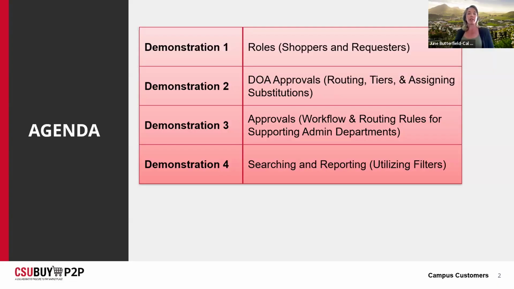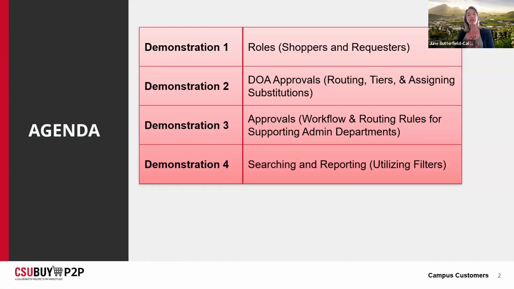Demonstration number 3, Michelle is going to focus on. In this section, we're going to go over the workflow approval processes, particularly for supporting administrative departments. So we're going to cover routing rules, approval steps, and escalation procedures to ensure requisitions are processed effectively.